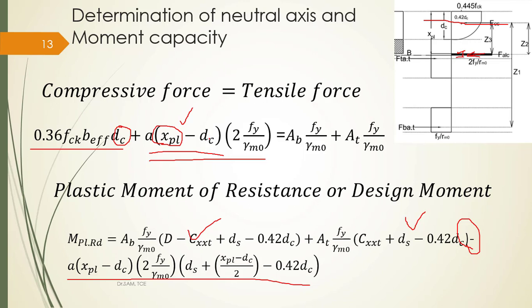See here, this is DS. I'm sorry, this is DS. I'm extremely sorry. This will not happen. Here you have to use DS, because XPL will be this much distance minus DS, not DC. From this you calculate your moment of resistance.